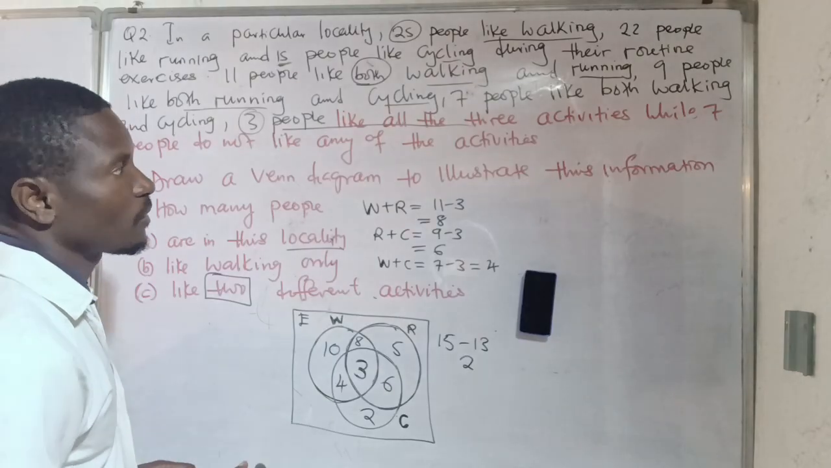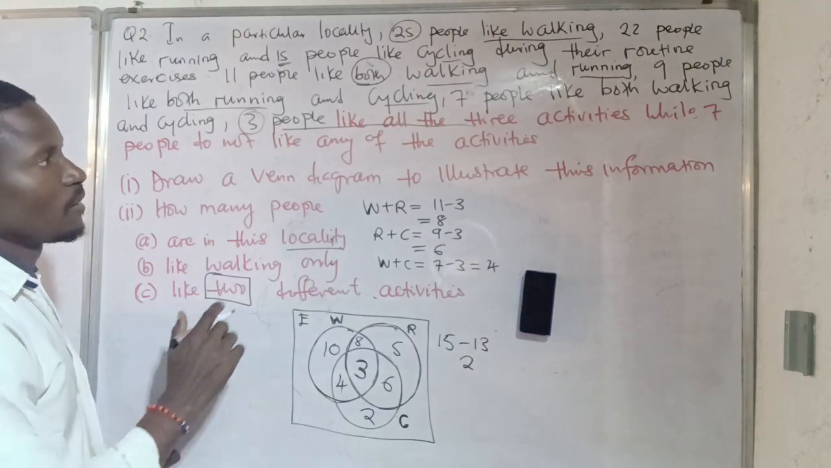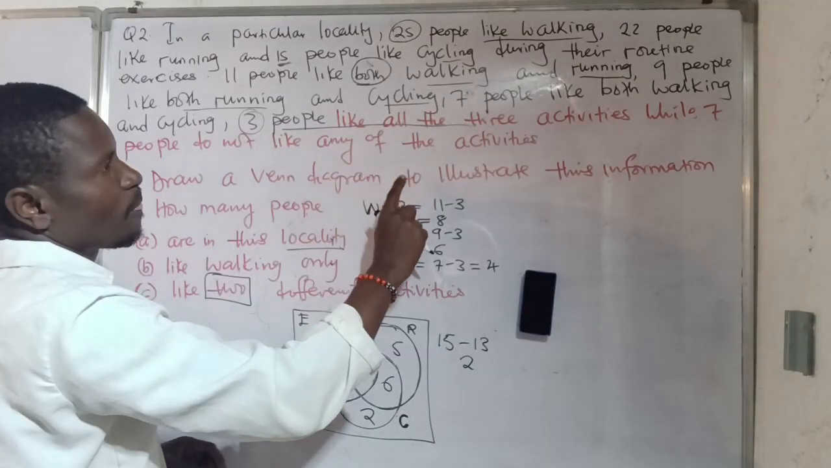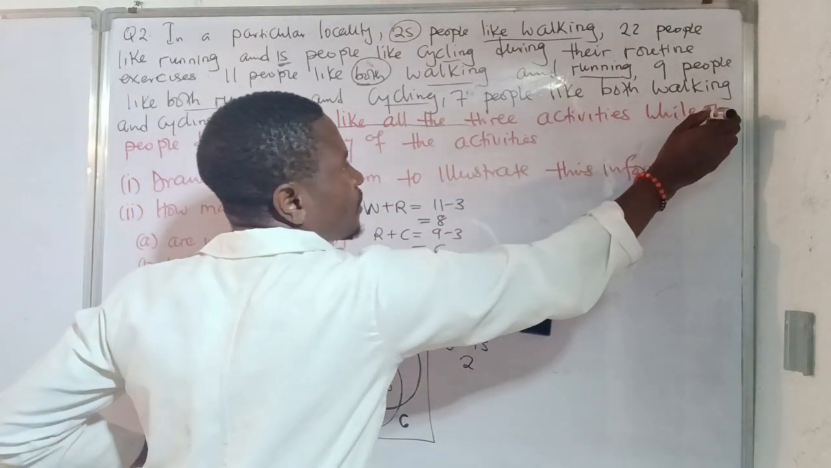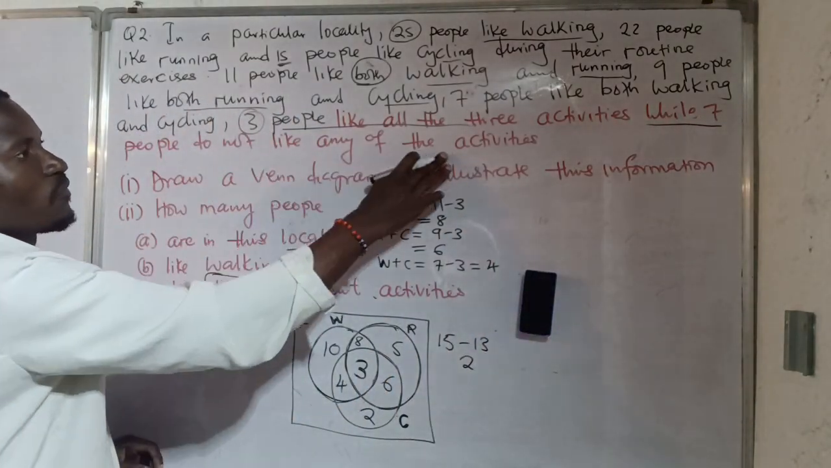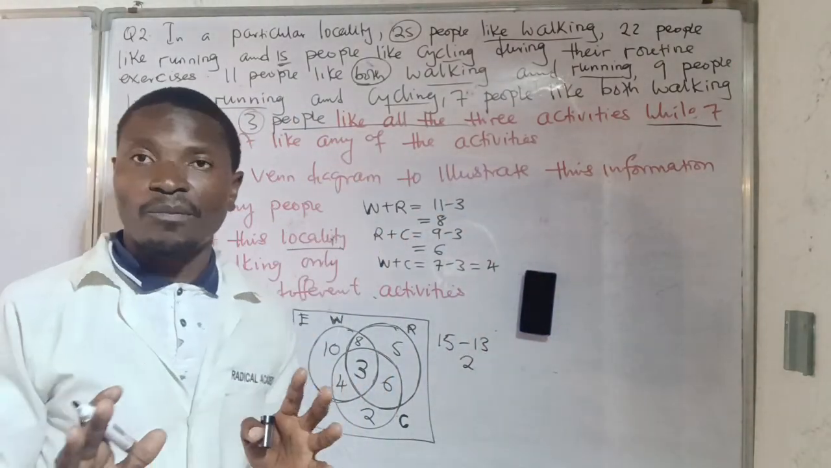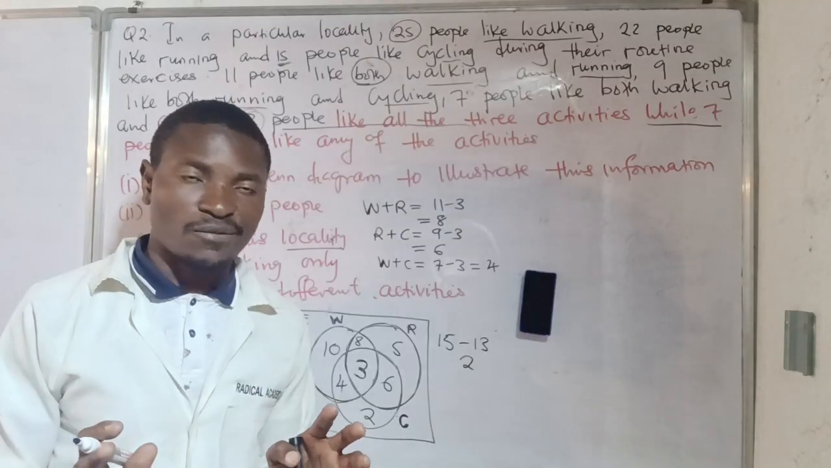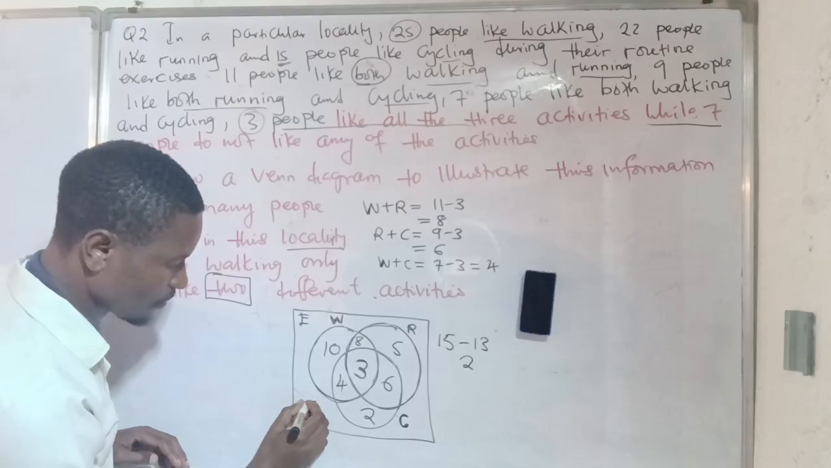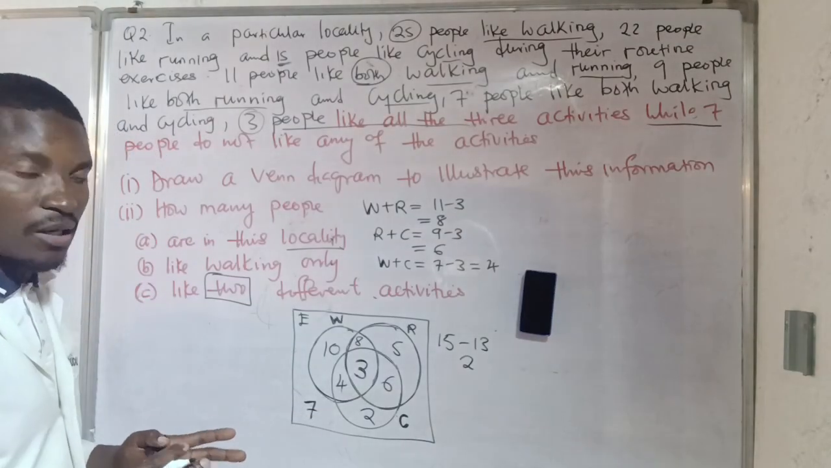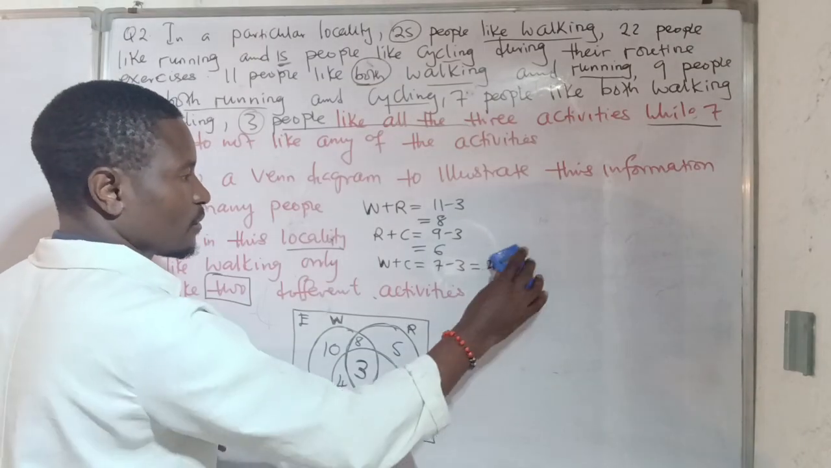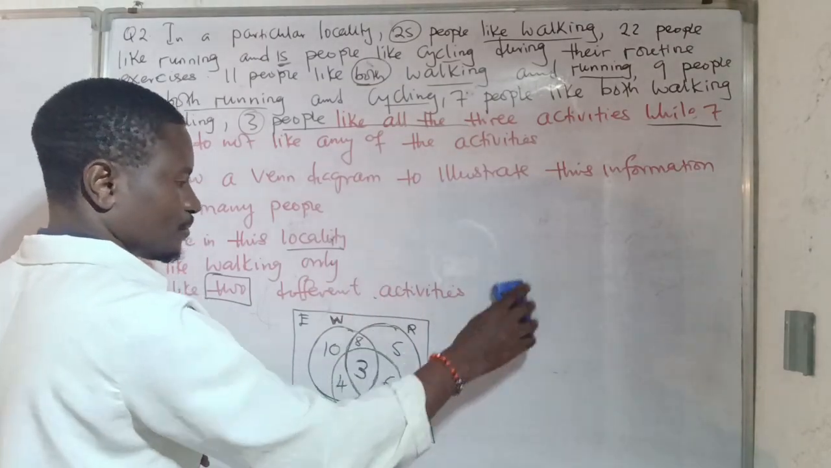And then the next thing we do is look at this, and they're saying 7 people do not like any of the activities. So this is going to be a complement. So you put it outside. Once this is done, then you can continue.